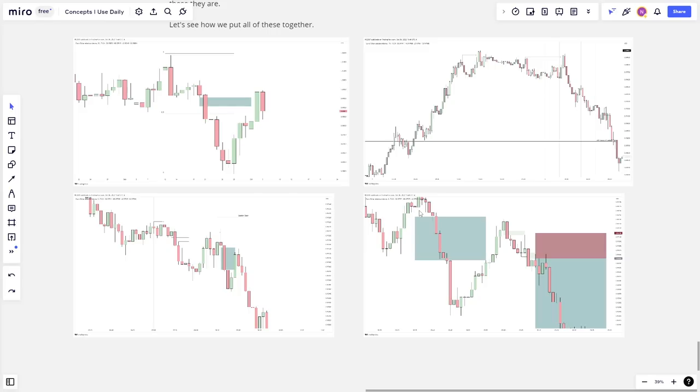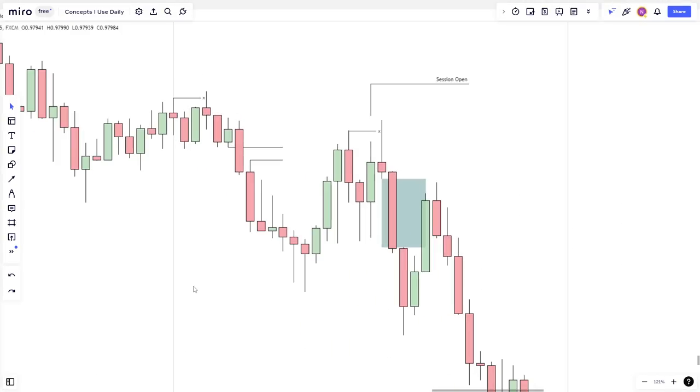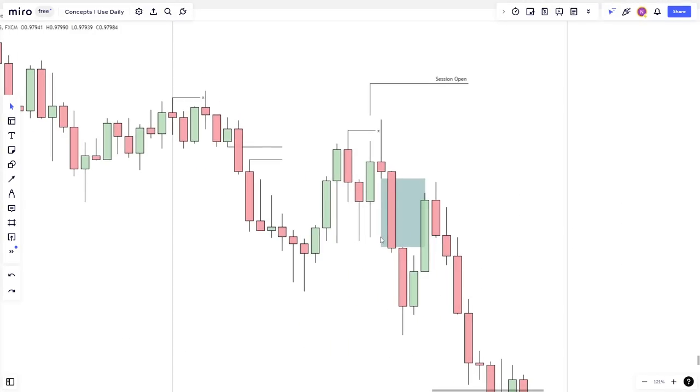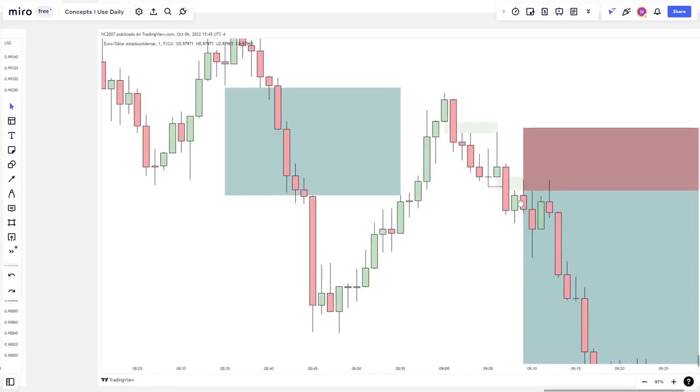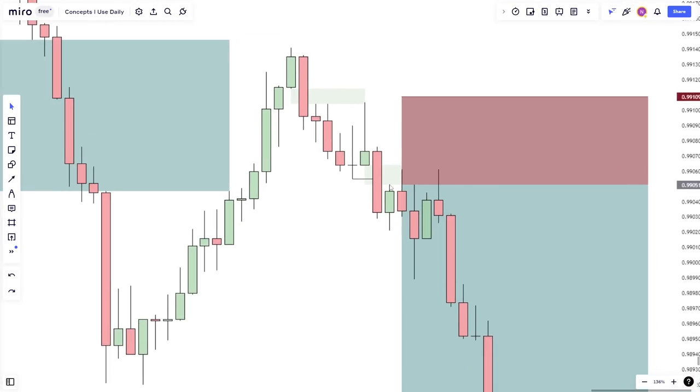And through the day, I waited for the confluences that told me that price was likely going to be bearish as well. I waited for the run on buy side liquidity. I waited for the 5-minute market shift, the fair value gap to be created, for price to trade back into the fair value gap, and the lower timeframes to give me the final confirmation, which is also a fair value gap and a market shift. All has to happen together. Otherwise, we cannot trade.